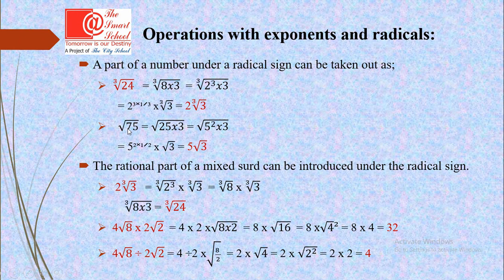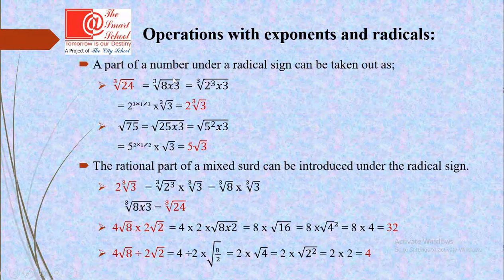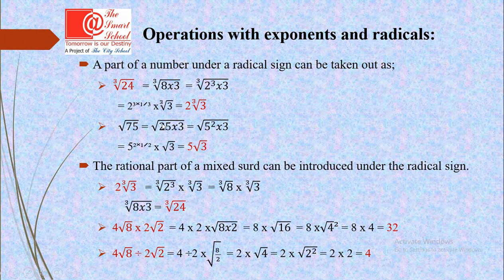So now 75. Again we can break it in this form: 25 multiplied by 3, and 25 is equal to 5 squared. So this square can be cancelled with the radical order, and this is 3 radical of order 2. So 5 times 3 radical of order 2 is the answer of 75 radical of order 2.